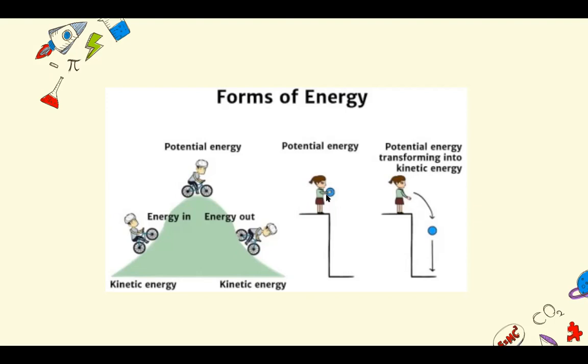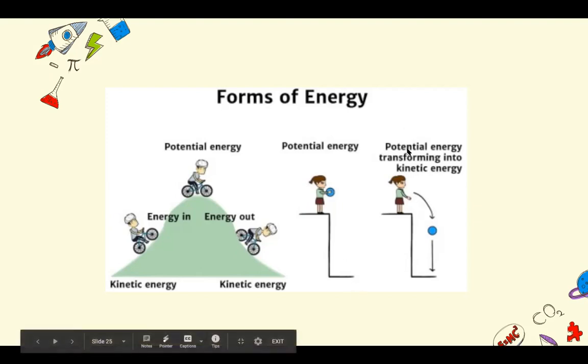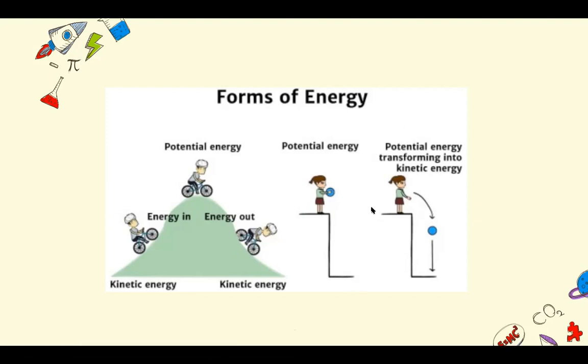So this is just another example of potential energy versus kinetic energy. When she is holding this ball above the ground, she's just holding it. She hasn't dropped it. This is all potential energy. As soon as she drops the ball and it starts decreasing in its height, then the potential energy starts reducing and the kinetic energy starts increasing. So we see that over here.